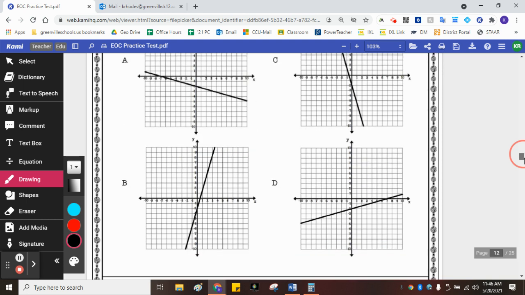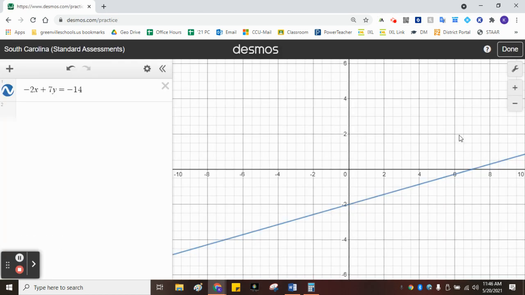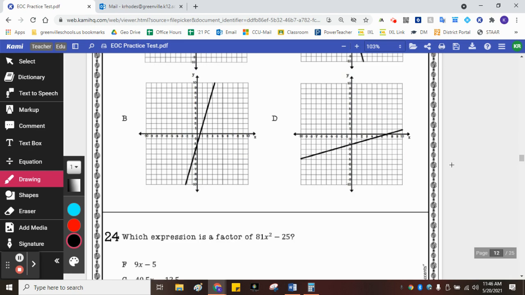Which equation represents this graph? You can solve for y, but you have Desmos. Graph it and figure out the answer. I graphed it, I got D. Don't miss these easy questions. They're too easy.